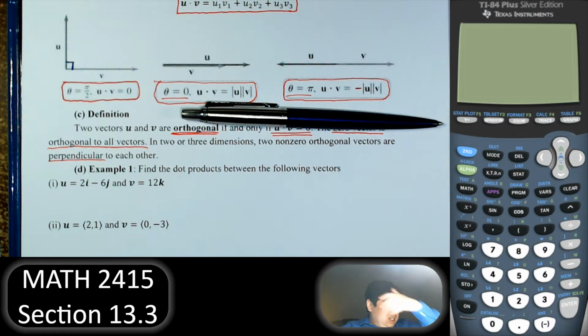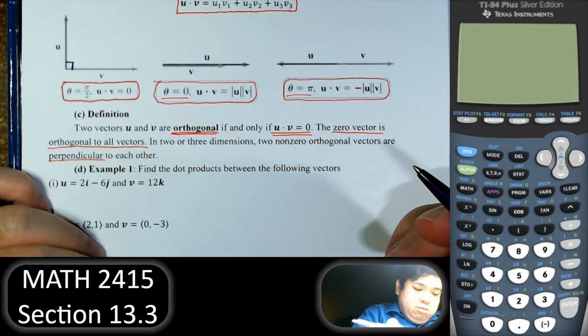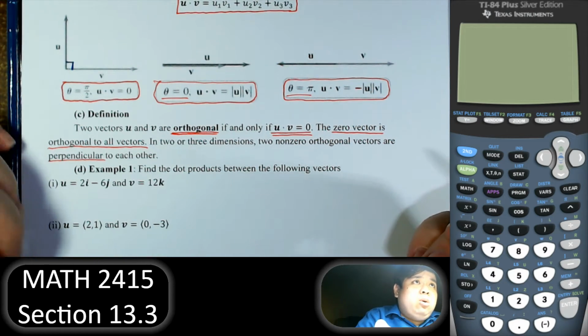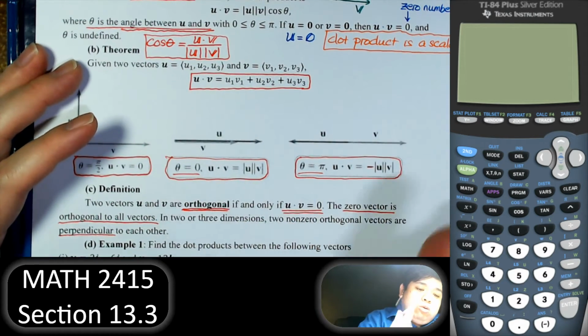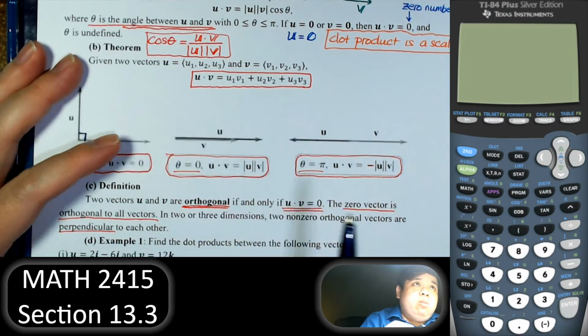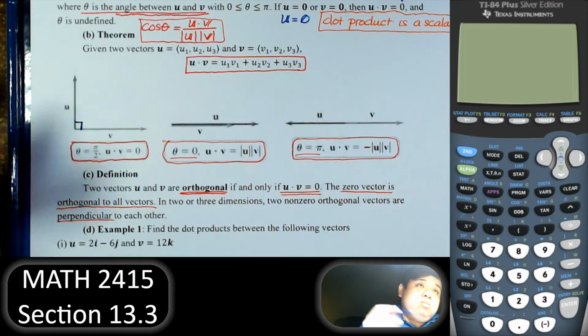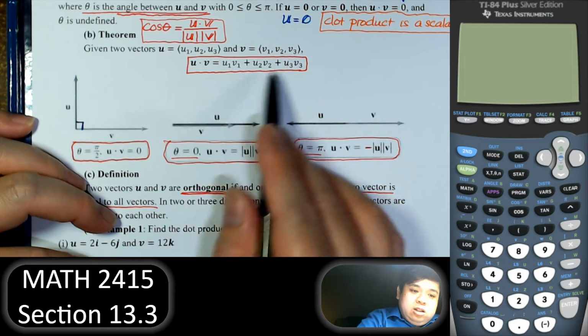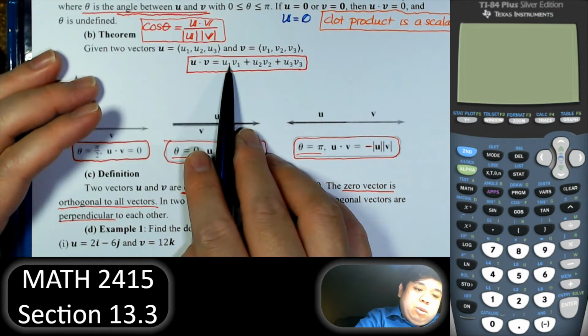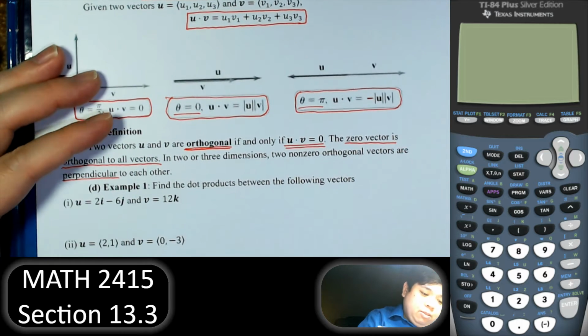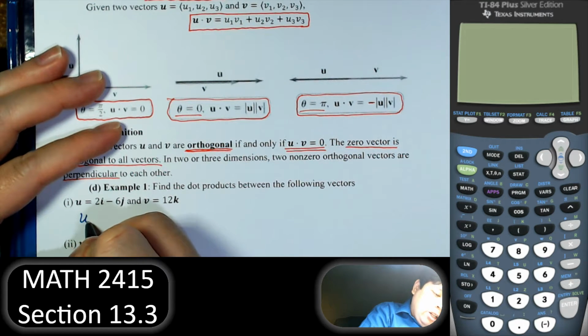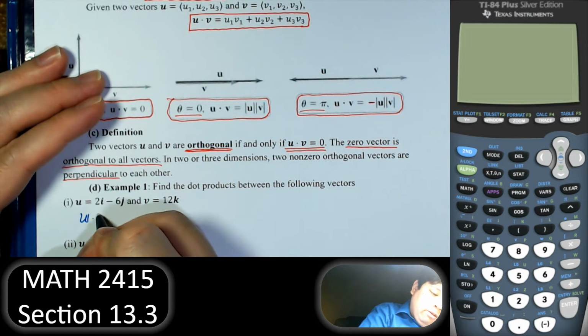Right. But other than that, to find the dot product is very simple. I prefer to find all the dot products using this form. So we're going to need to write the vector in component form, and then just do the dot product. It will be the sum of the products of components. Right. So vector u dot vector v.